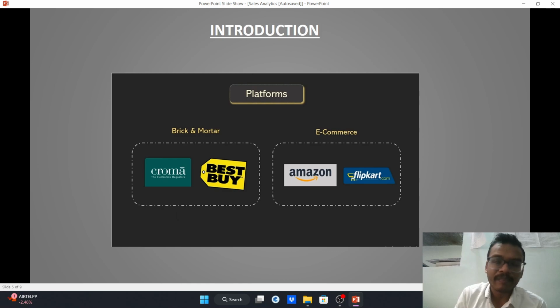Now, there are two categories of customers of Atlic Hardware: brick and mortar and e-commerce. Brick and mortar basically means the customers which have a physical store. For example, you can see Chroma stores in the cities, and Best Buy. So these are the brick and mortar platforms. And you can also see that e-commerce platforms are also there. For example, Amazon and Flipkart are the platforms which purchase products from Atlic.